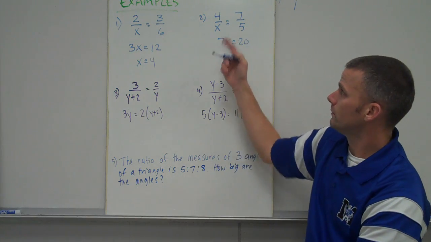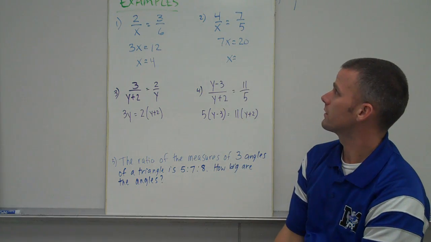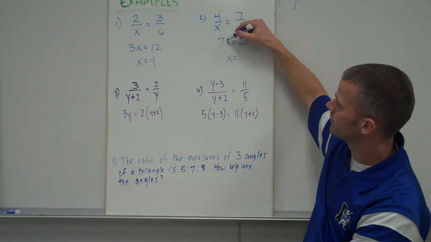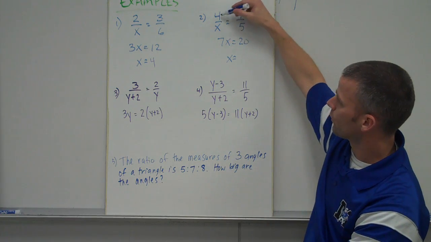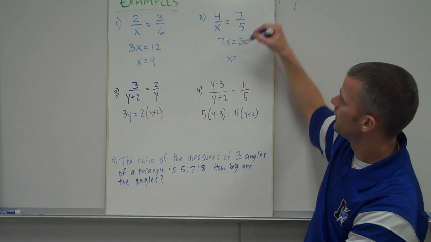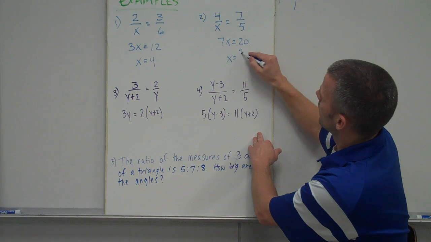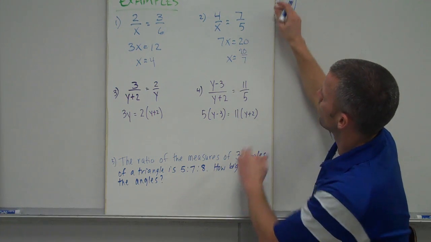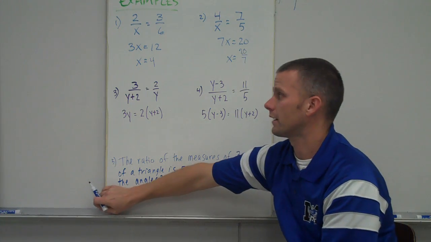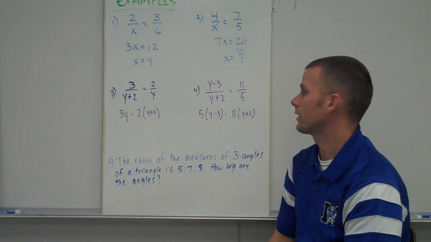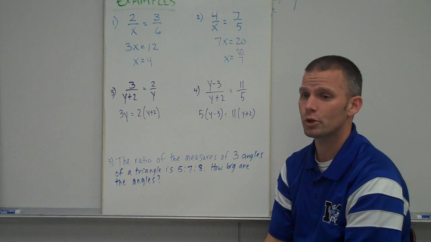In example 2, you've got 4 over x equals 7 over 5. So again, we cross multiply. 7 times x, 7x, equals 4 times 5, which is 20. Divide both sides by 7 here. We come out with a fraction for our answer, and that's fine. Nothing wrong with that. Fractions are your friends. They help you out. You can get fractions for the answer for a proportion.